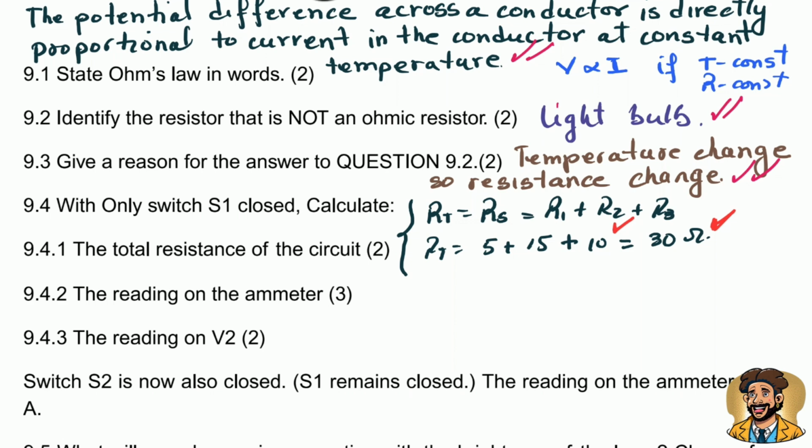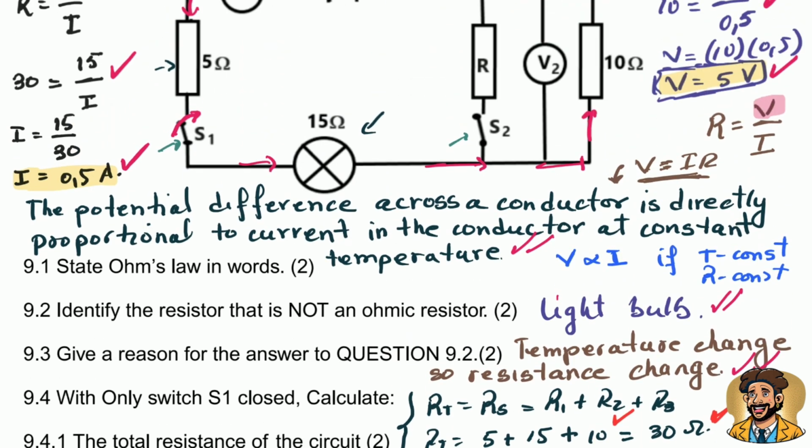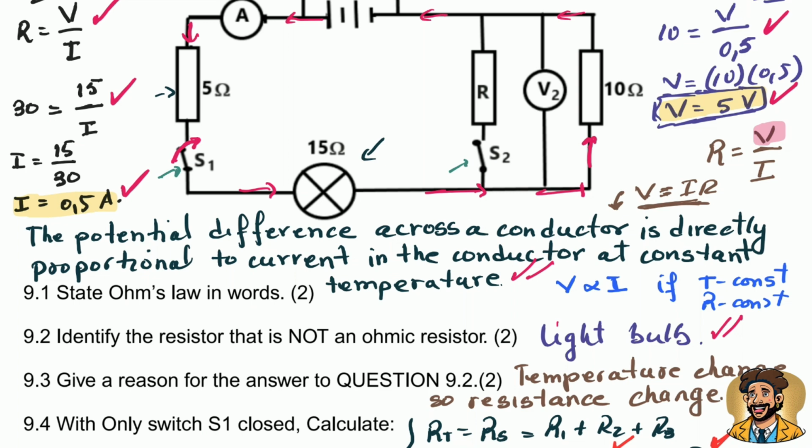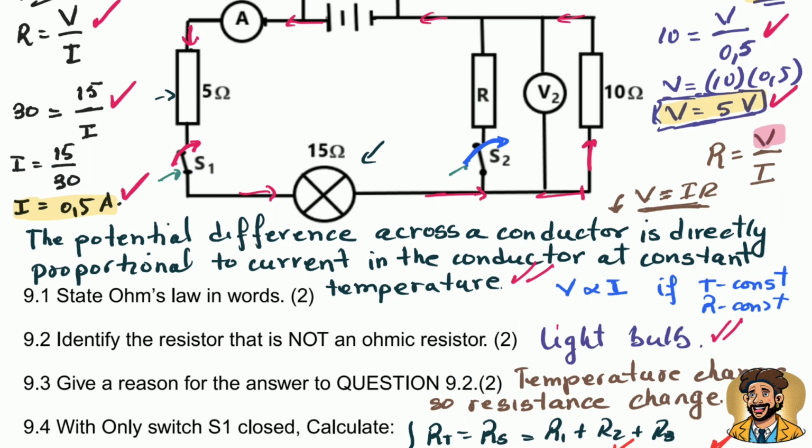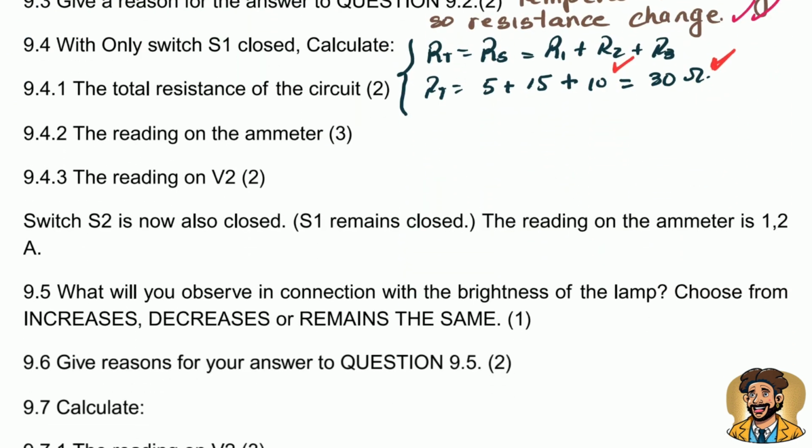Now the question says switch S is now also closed. So let's rather say they close S2. So now the circuit changes. Circuit is not anymore in series. You have a series and you have a parallel connection within. The 5 ohm and the 15 ohm are in series, and I'm going to mark like this. This is in series up until there, but here current splits a little bit. That is what you need to note at this specific point.